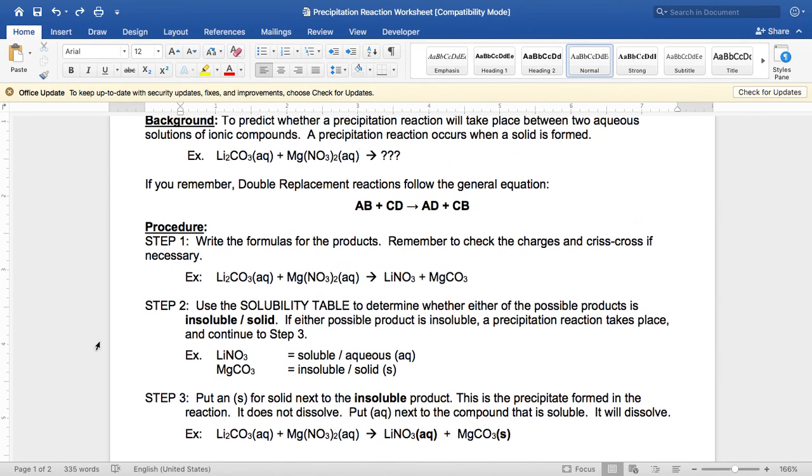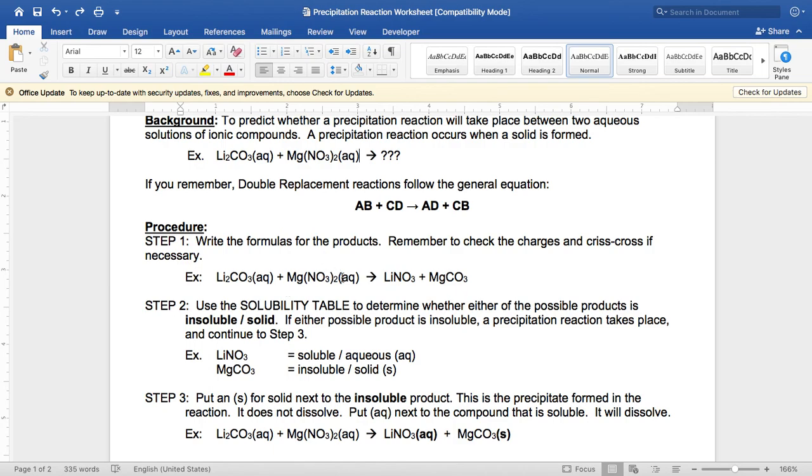Okay, step one, write the formulas for the products. Remember to check the charges and crisscross if necessary. So we have our lithium carbonate added to our magnesium nitrate. So I'll show you a little trick to do this later on when we do the examples. But remember, we take the two outside, either elements or polyatomic ions, and then we take the two that are on the inside, making sure that the metal always goes first, followed by the non-metal.